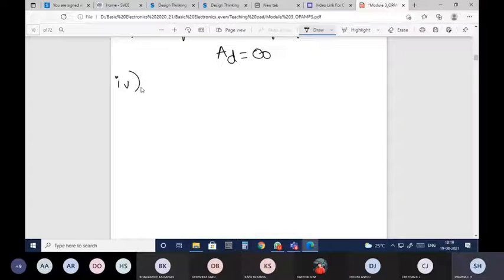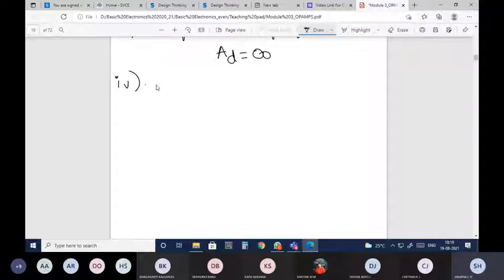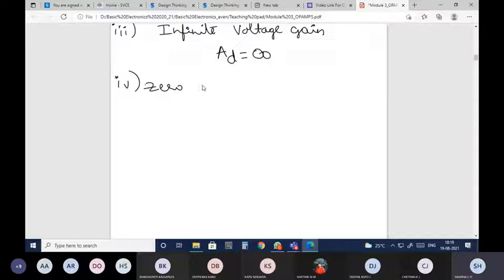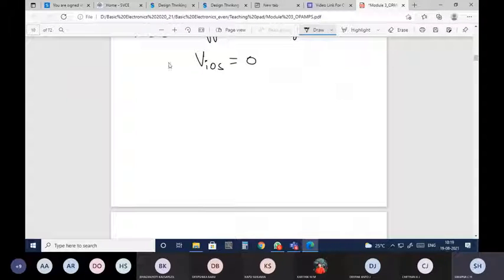Next parameter, as I've already mentioned, here I'm just listing out the parameters. I've already given all the explanation related to this gain. Zero offset voltage. VIOS should be equal to 0. I've given a clear explanation of what this VIOS is.